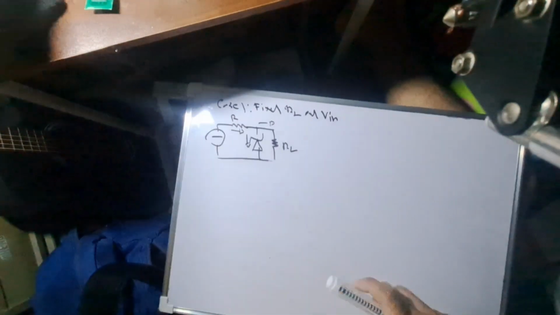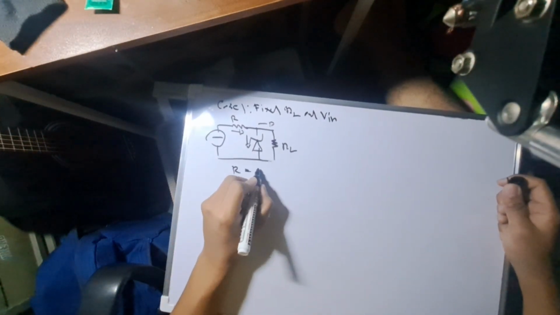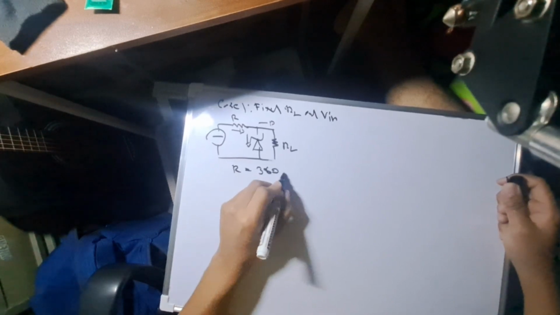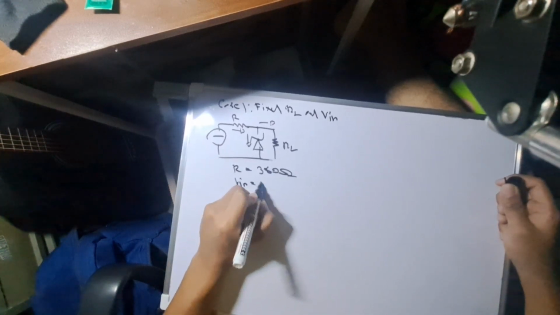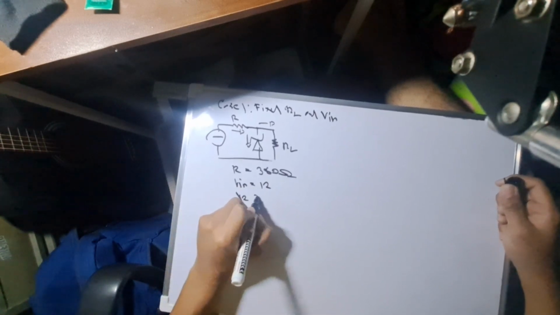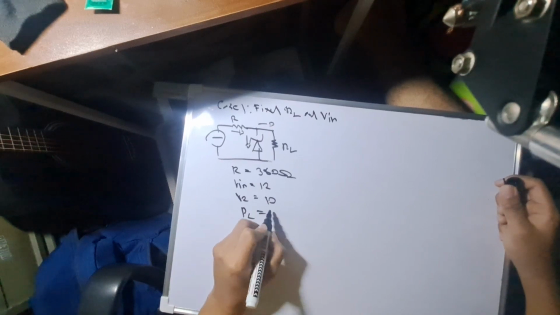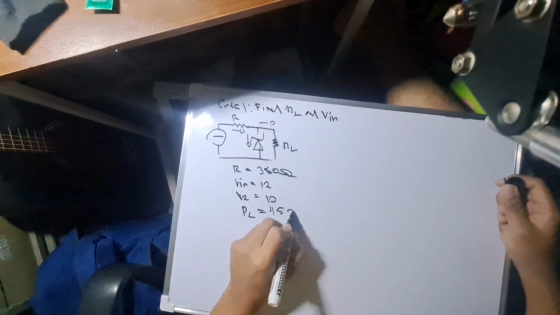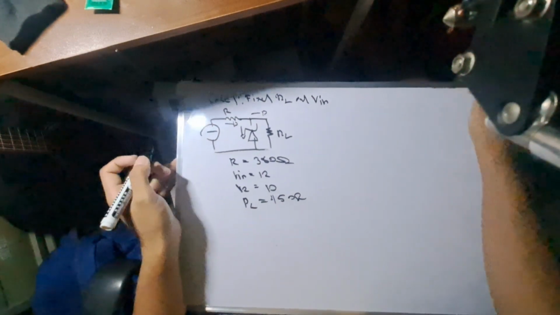So let's say we have a problem like this. R is equal to 380 ohms, and we have a V in of 12 and V Zener is 10. RL is, let's say, 450. So let's determine if the Zener is on or not.